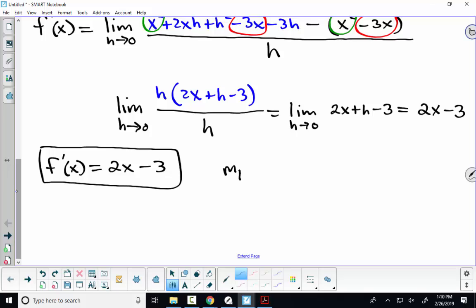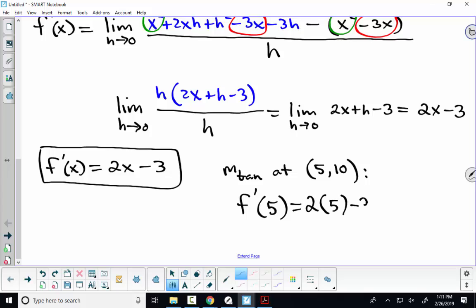So the slope of the tangent line at (5, 10) would be f prime evaluated at 5, which gives us 7. So since it's perpendicular, is it just going to turn into -1/7? Right, yeah, the line we want is perpendicular to this line, so the slope of the perpendicular line will have a slope of -1/7.